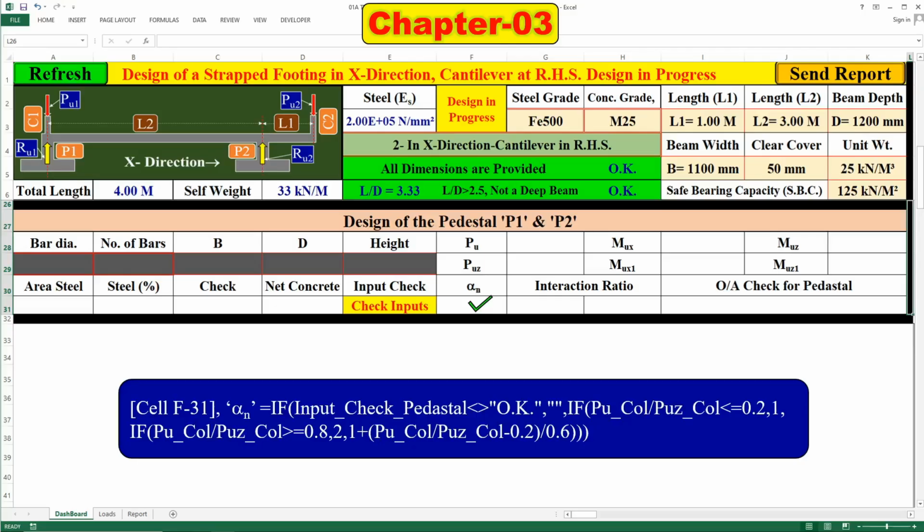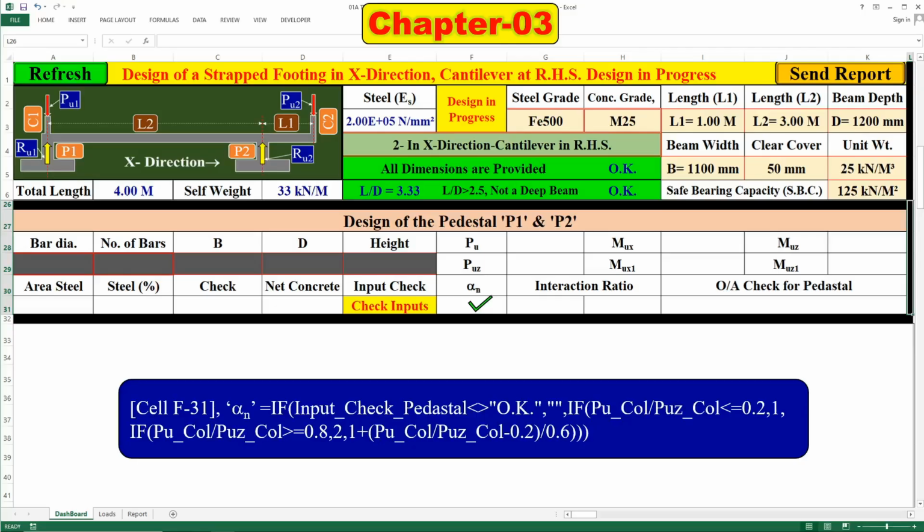If it finds PU_COL by PUZ_COL in between 0.2 and 0.8, the value of alpha_n is 1 plus, within brackets, PU_COL by PUZ_COL minus 0.2, whole divided by 0.6.